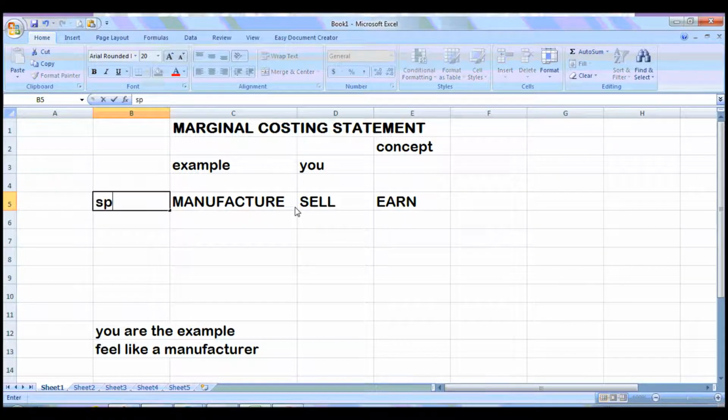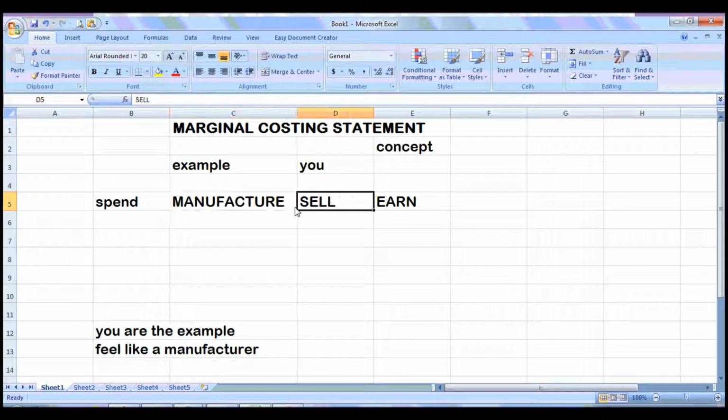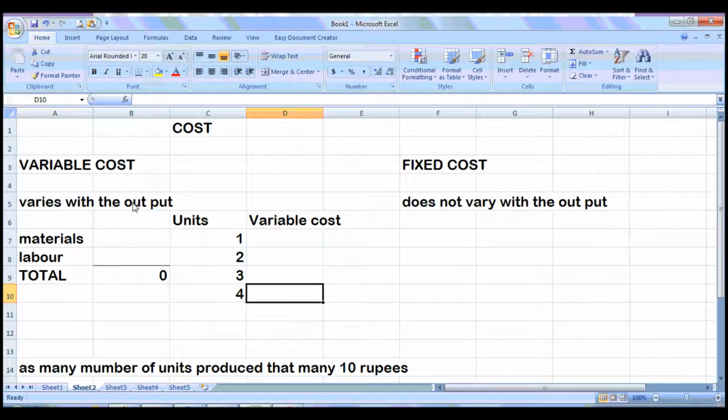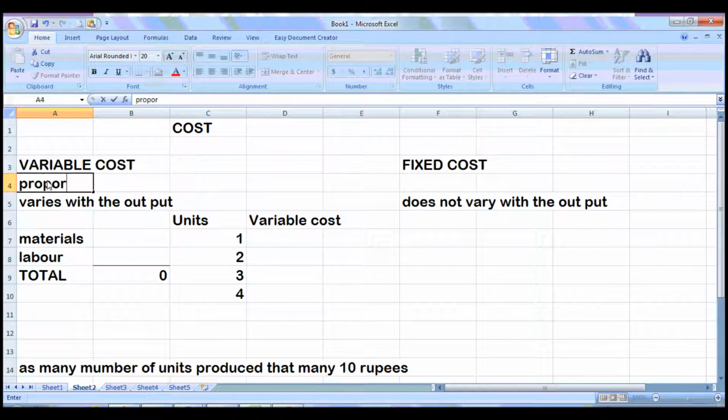So if you are a manufacturer, you manufacture something to sell it and earn something. You'll have to produce first, or you'll have to manufacture first. And if you want to manufacture, you have to spend. So you spend something on what you manufacture, sell it, and you earn something. What you spend becomes your cost. What you get becomes your revenue. So say you manufacture a pen. To manufacture a pen, you have to spend two kinds of expenditure. One is variable expenditure and the other is fixed expenditure.